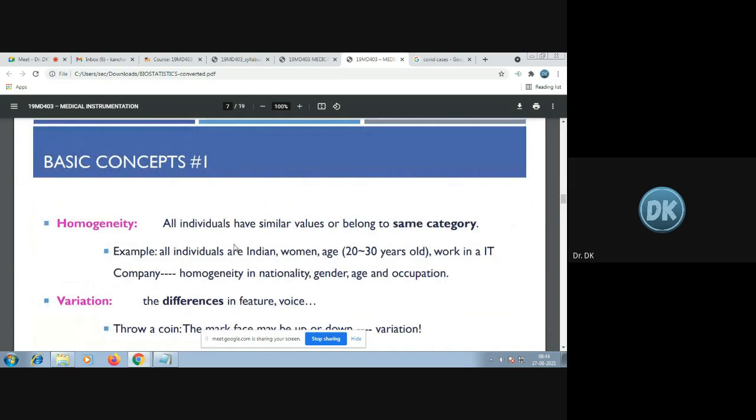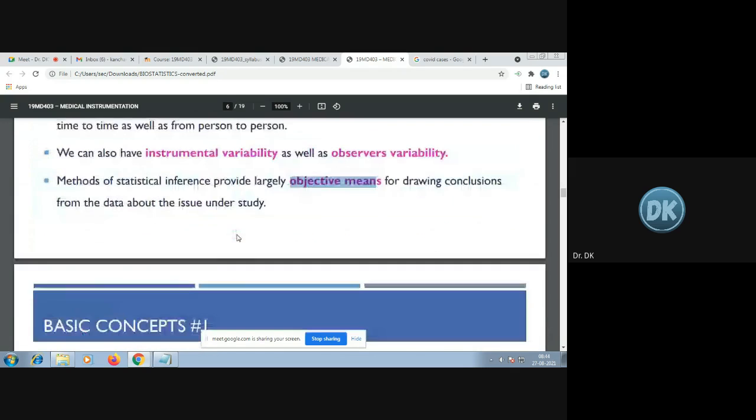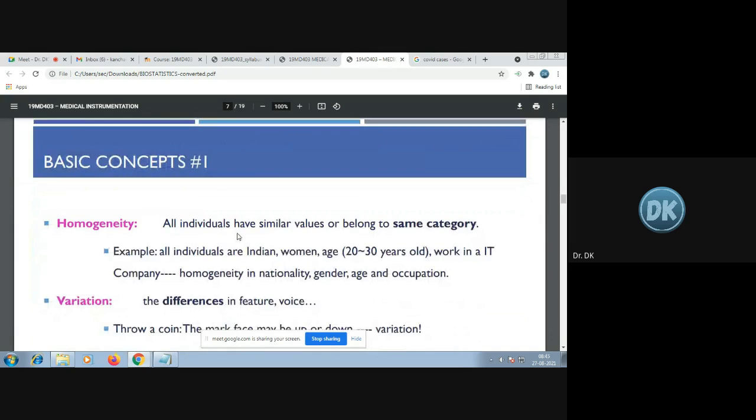So now we'll move on to the basic concepts. When I say basic concepts, the first one is homogeneity. Previously I spoke about variability, right? Now there is a concept called homogeneity. Homogeneity means all individuals have similar values or belong to the same category.